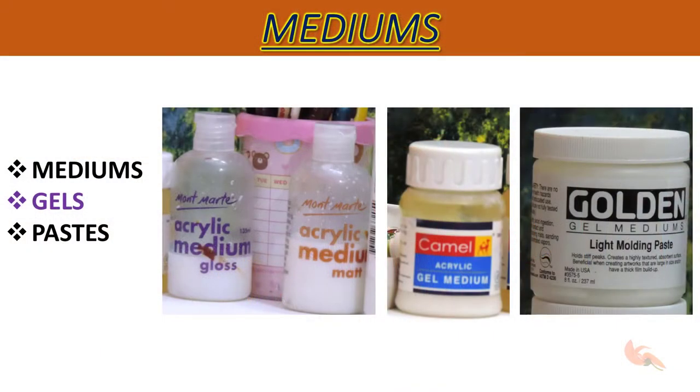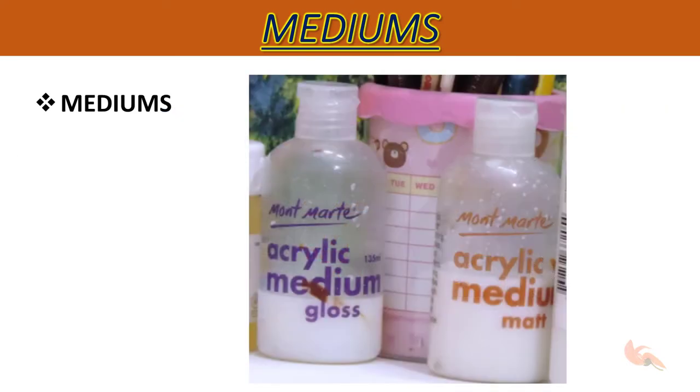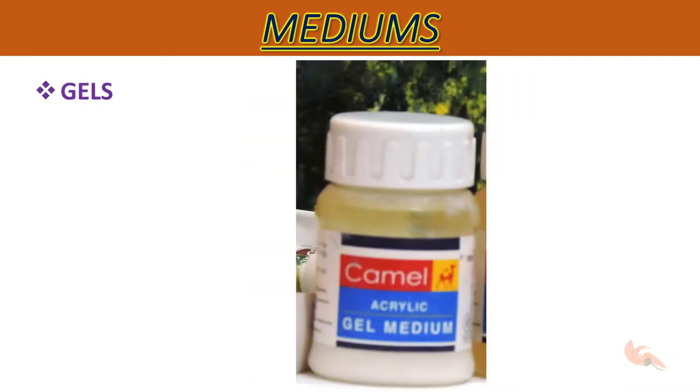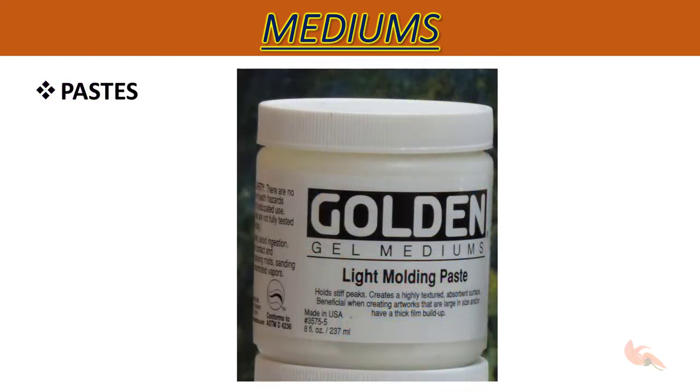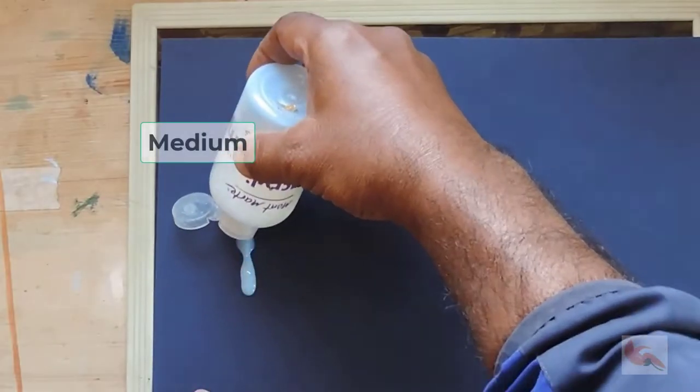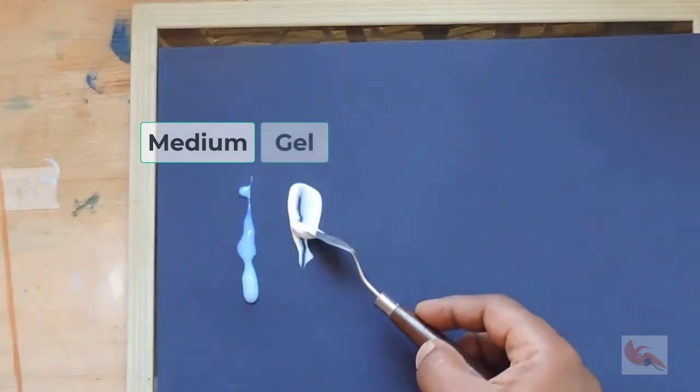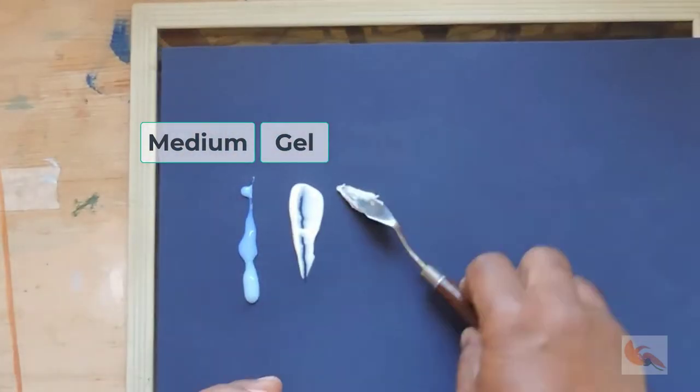Here the medium is a generic term for the mediums, gels and pastes. Mediums are a bit watery and can be used to make a paint thinner. They come in glossy and matte variety. Gels are a bit honey-like and can be used to make paint thicker and are generally mixed with fluid paints, and pastes are thick and generally used to add to the volume. While all of them look whitish while wet, the mediums and gels dry transparent and the pastes dry white.